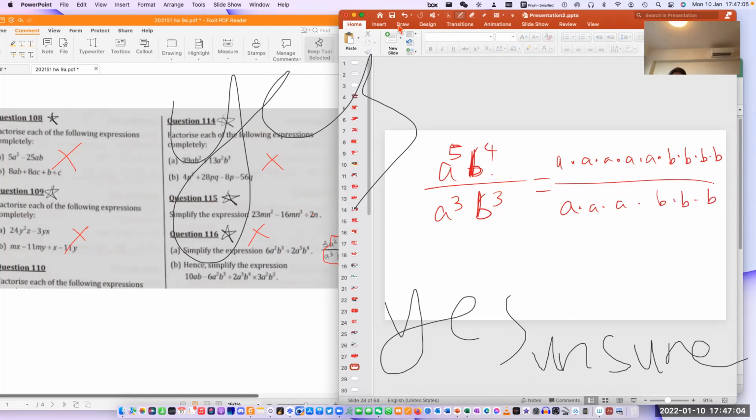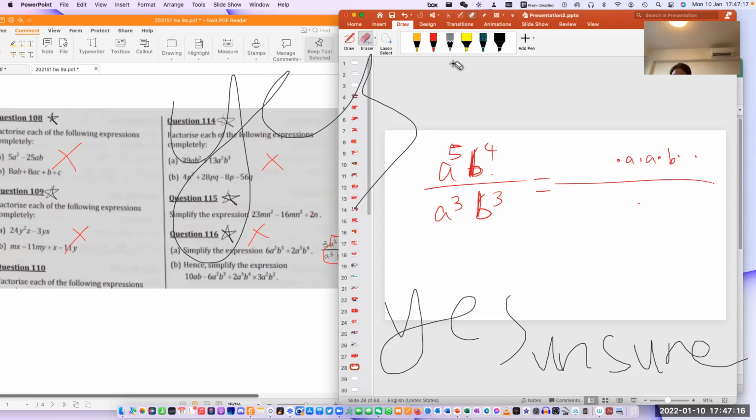So can you see that I can actually delete the 3B, both numerator and denominator, and 3A. So I end up with A times A times B, which is A squared times B. So it's A squared B. So this is the simplest. Are you clear? Are you clear?